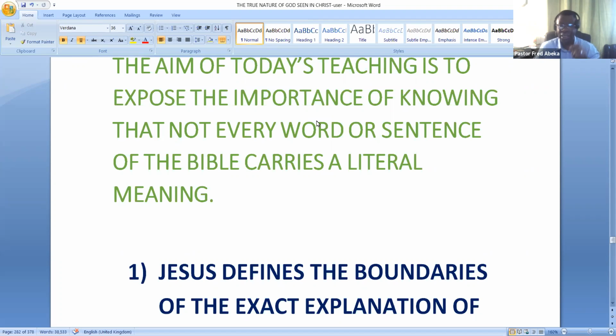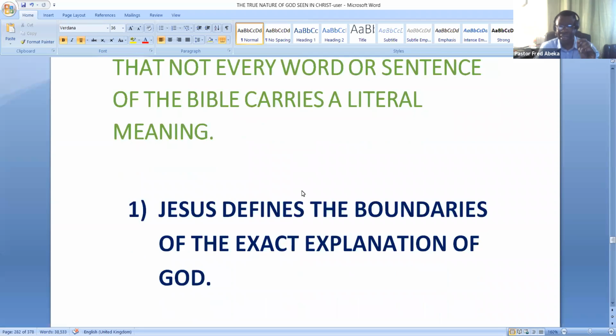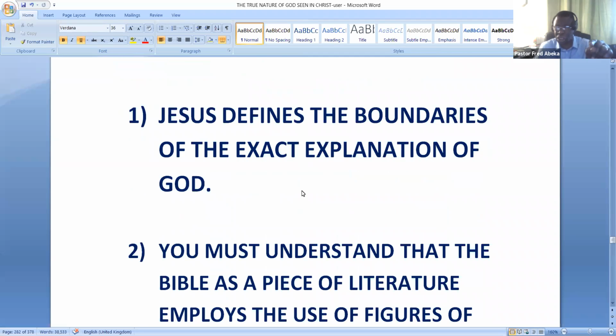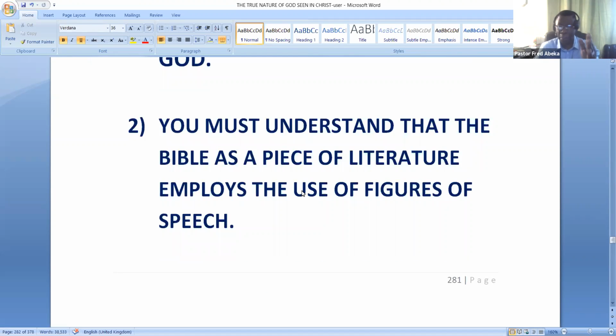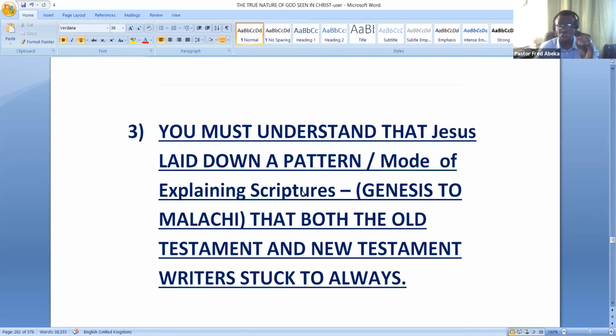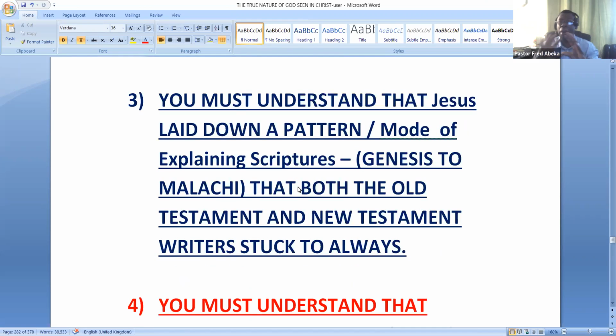One, Jesus defines the boundaries of the exact explanation of God's word, because it was Jesus in his earthly work that answered all questions about God the Father. Number two, we have said that the Bible is also a piece of literature because of translation, and because of that, it employs figures of speech. Critical. We also said that Jesus laid down a style, a pattern, of how the Old Testament must be interpreted and how the New Testament must be explained.